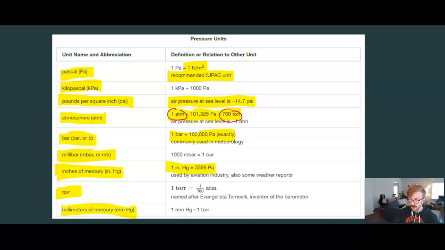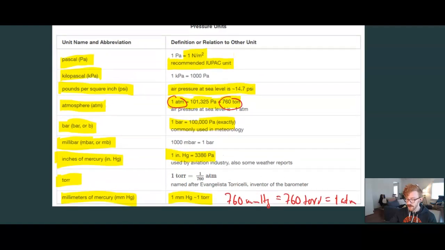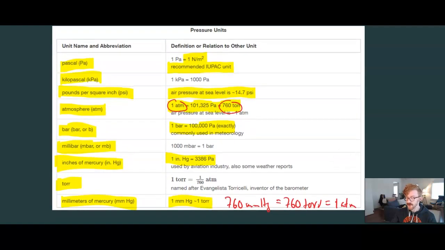Millimeters of mercury is quite similar to inches of mercury in that it's the displacement of liquid mercury. 1 millimeter of mercury is about 1 torr, so the other way to say that is that 760 millimeters of mercury is equal to 760 torr, and both of these are equal to 1 atmosphere. Interconverting these is pretty much dimensional analysis, so I'll leave it to you to practice that. We'll get practice in class.